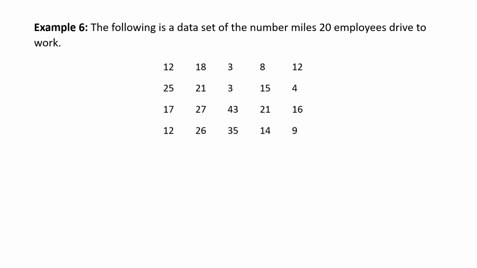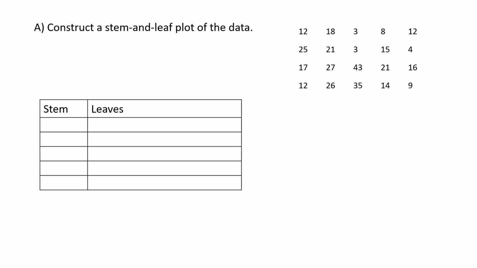Example, the following is a data set of the number of miles 20 employees drive to work. Part A. Construct a stem and leaf plot of the data. To create a stem and leaf plot, you need a table or a T-chart with the words stem and leaves. The stem represents the tens digit, and leaves represent the units digit.